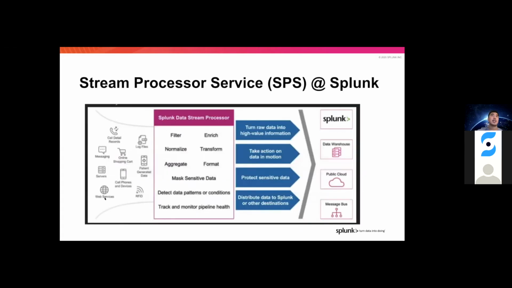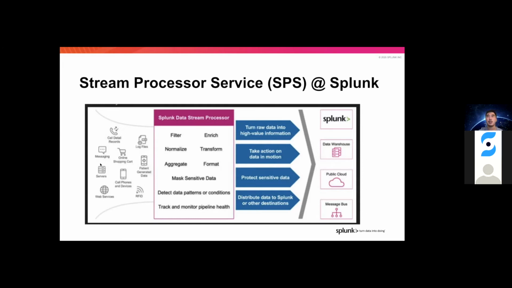That is why at Splunk, we have built the Stream Processor Service, or SPS. It was previously known as DSP, the Data Stream Processor. We have built this platform to enable users to implement the real-time processing use cases that I previously talked about. Users can send both structured and unstructured data from multiple sources and quickly turn large volumes of raw data into rich and contextual insights.